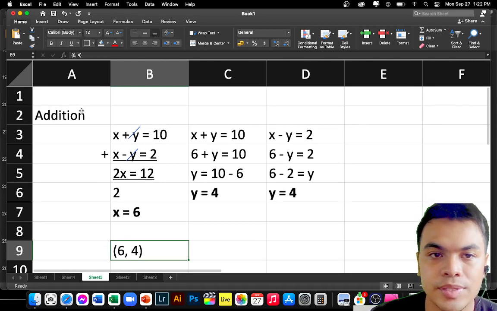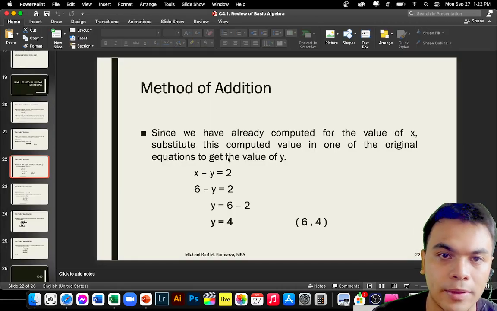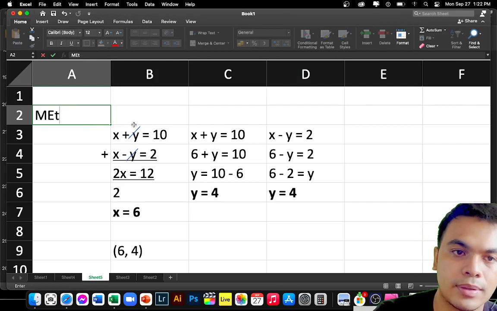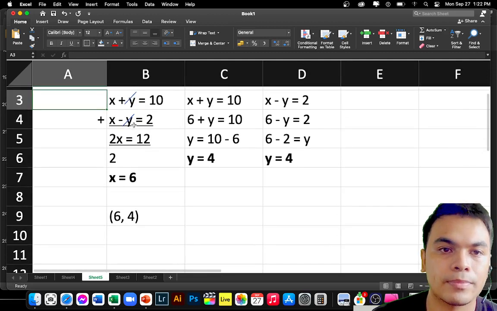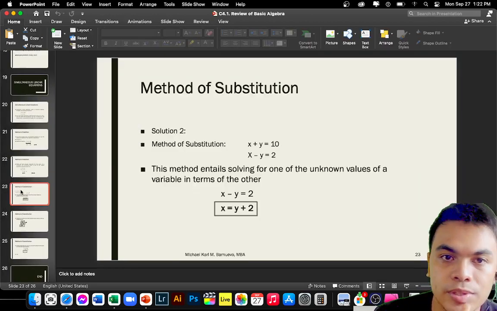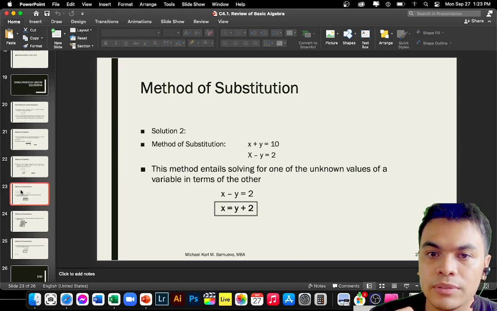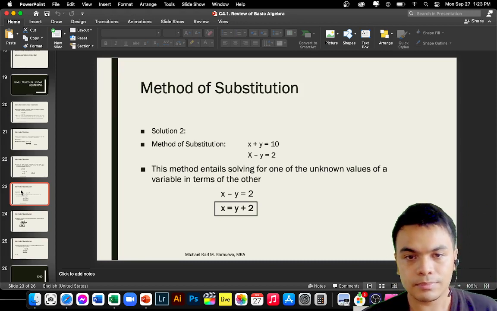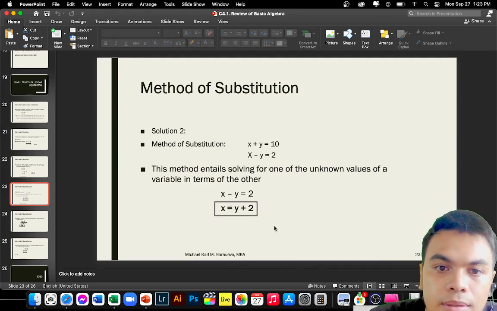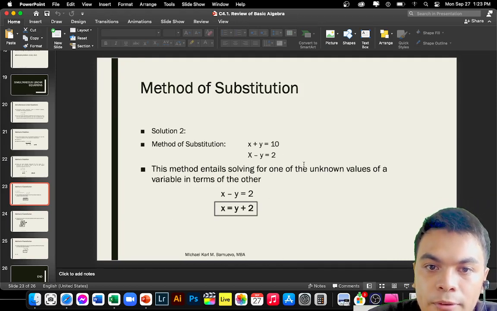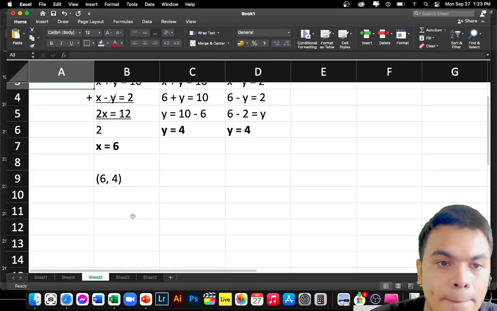Okay, this is now the method of addition. All right. So the second method that we can use is the method of substitution. Okay, this method entails solving for one of the unknown values of a variable in terms of the other. For example, we have two formulas here. X plus y is equal to 10 and x minus y is equal to 2.